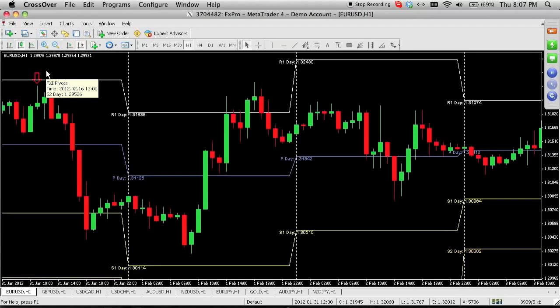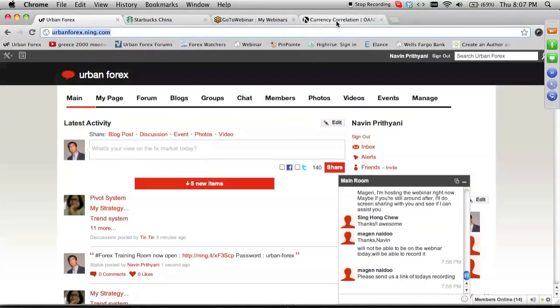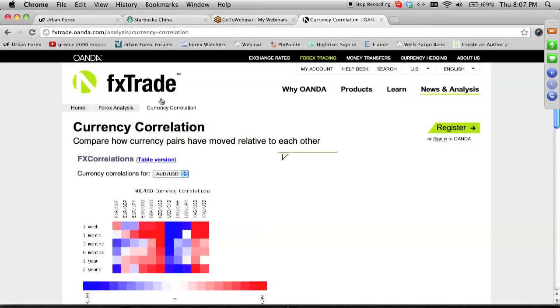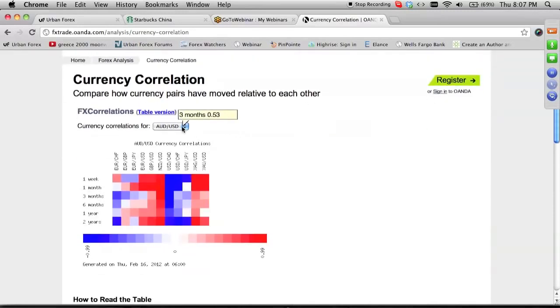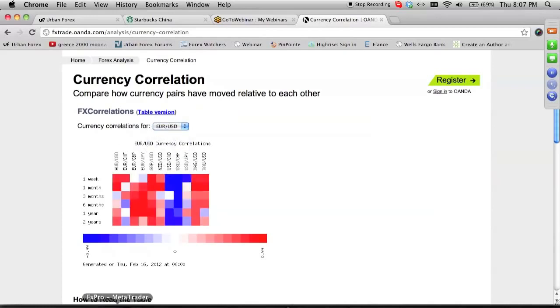Okay. Now, here is one website I want you guys to write down, or you can just Google it. It's by Oanda. They call it currency correlation. It's fxtrade.oanda.com/analysis/currency-correlation. This currency correlation basically tells you what pairs move together and what pairs move opposite.